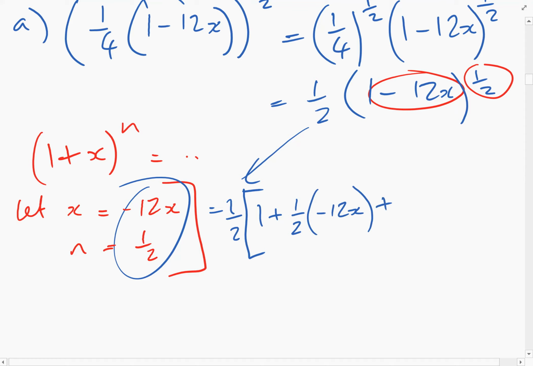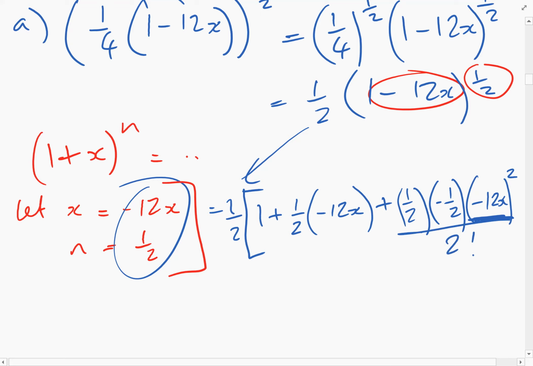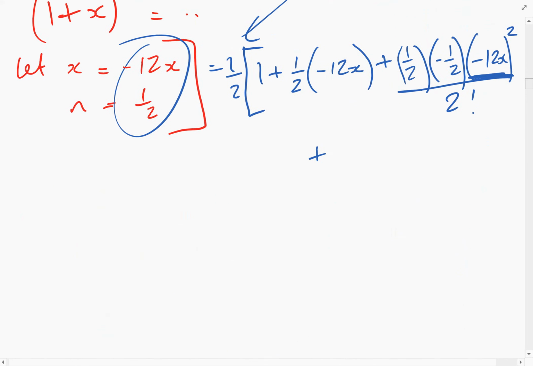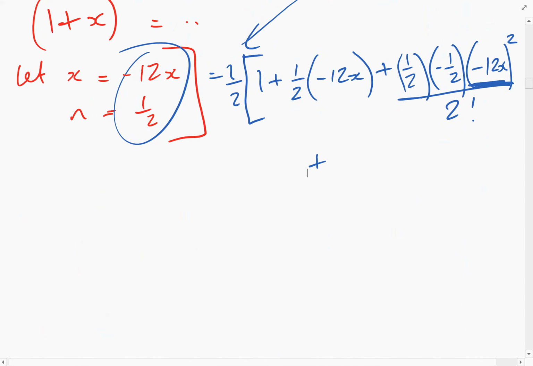Those are the first two terms, and then we're going to have a half times by half minus 1, which is minus half, and then we'll have minus 12x all squared. Now, another important thing when you're doing this is to keep all of this in a bracket. It's not just the x you're squaring, you have to square the minus 12 as well. So don't forget to put all that in a bracket, and then that's over 2 factorial. We need to keep going here. We've got another term here. I think the question says first 4 terms. Yeah, so we need another term here. So that's going to be a half.